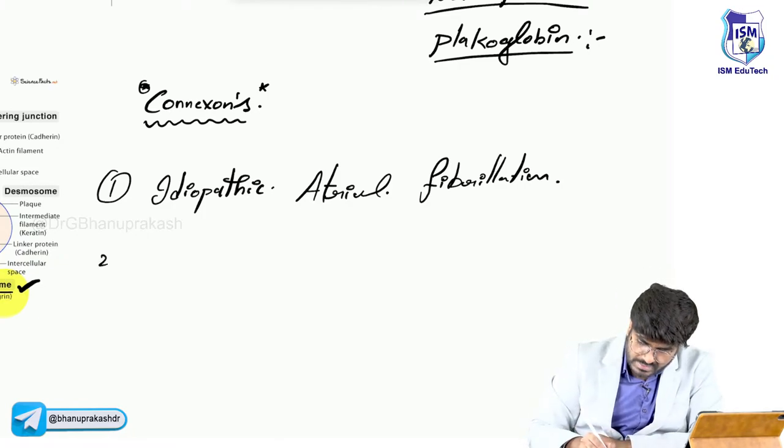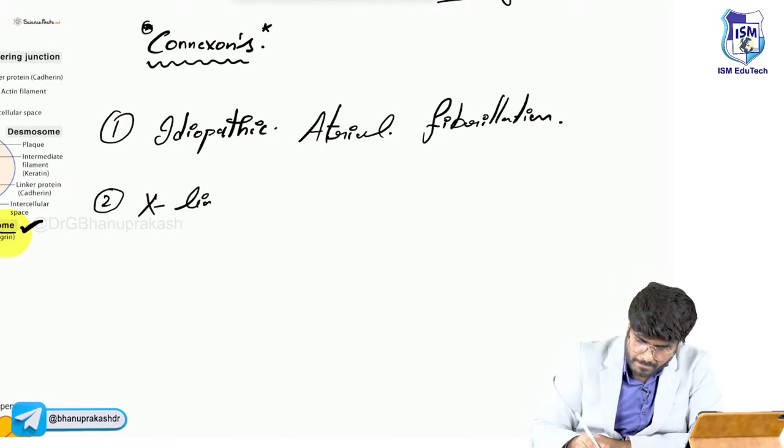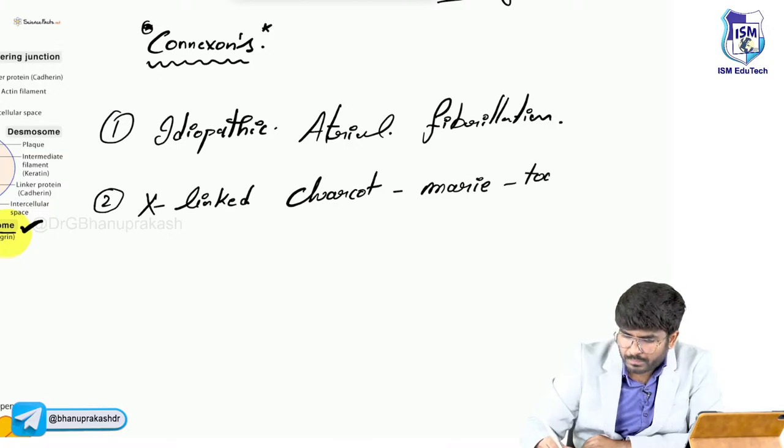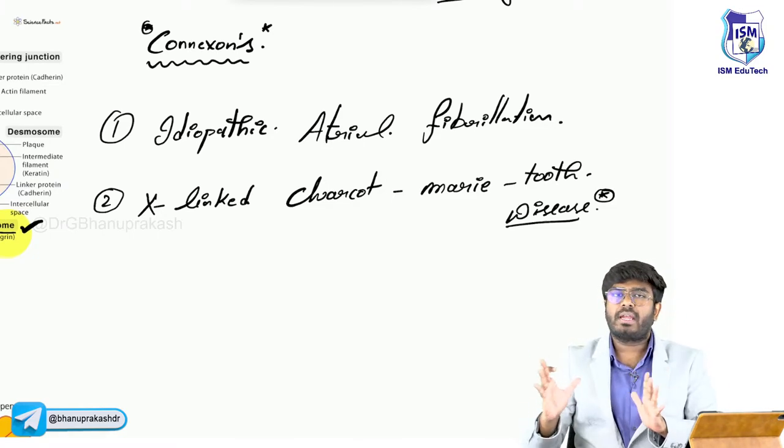Next, the second disease it can cause is X-linked Charcot-Marie-Tooth disease. It's a peripheral nervous system problem. Peripheral neuropathy is going to be seen. That is also in your pathology. In your second year, you will understand it better.